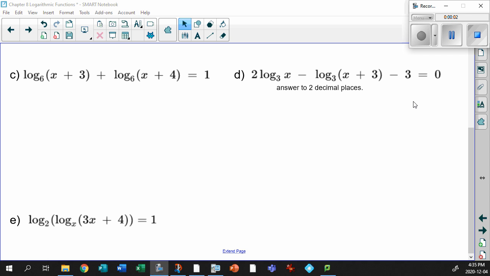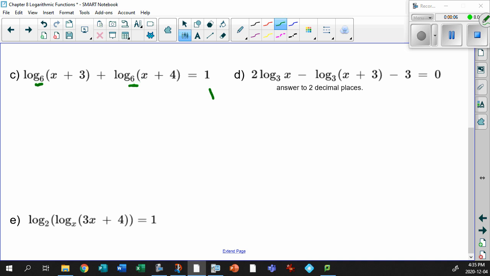Let's rock. Check this out. Same thing. Common base needs a base, right? So what number, base 6, will give us 1? 6 to the power of 1, of course. Guess what? Just a 6. That's easy enough to do.